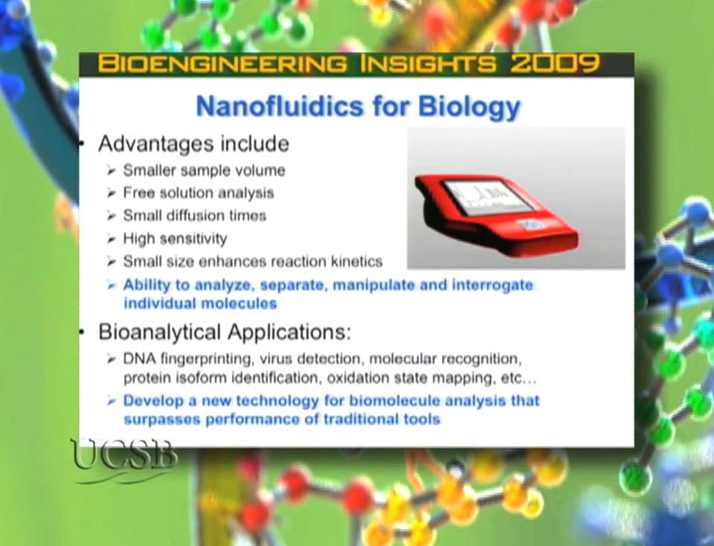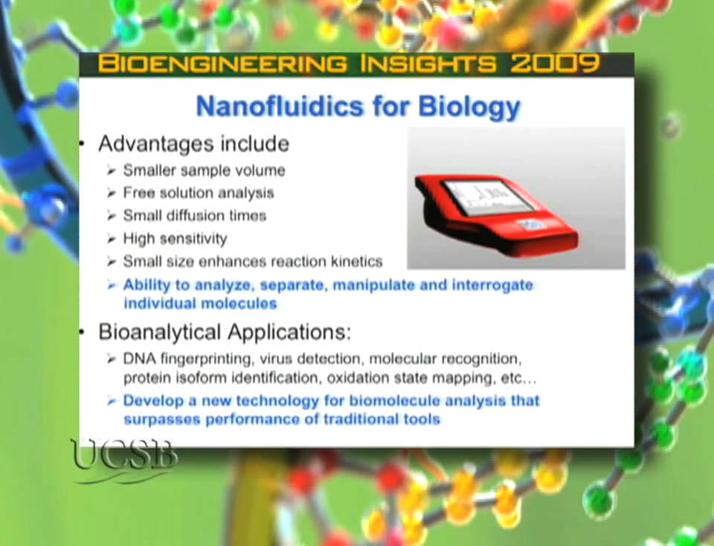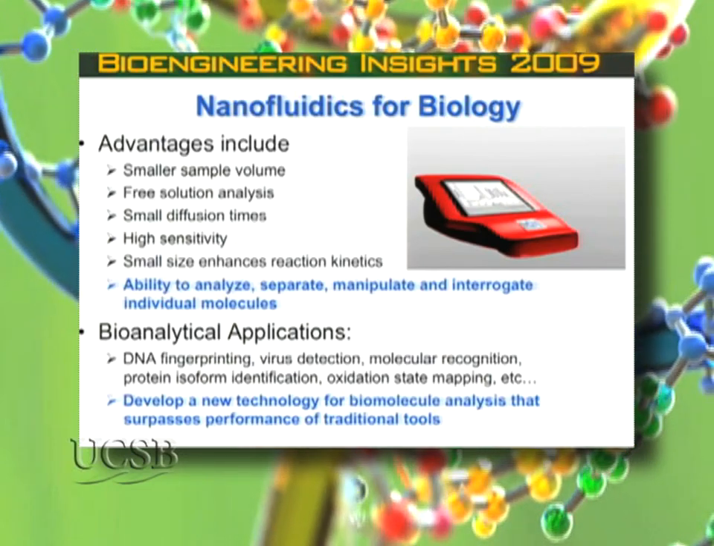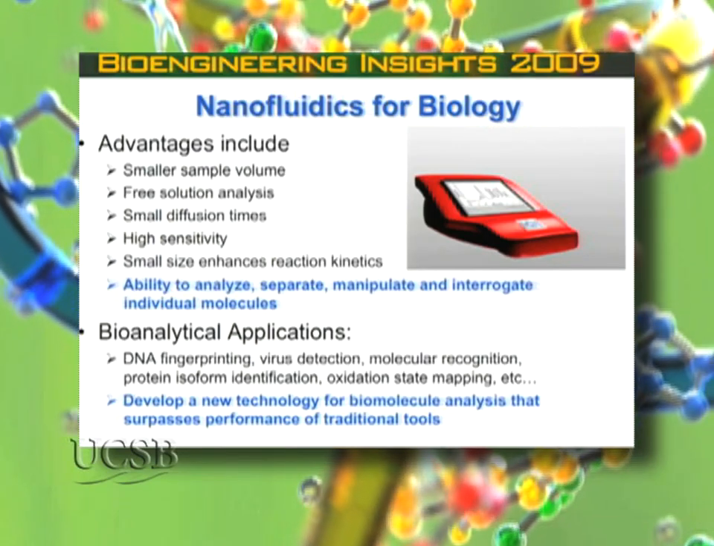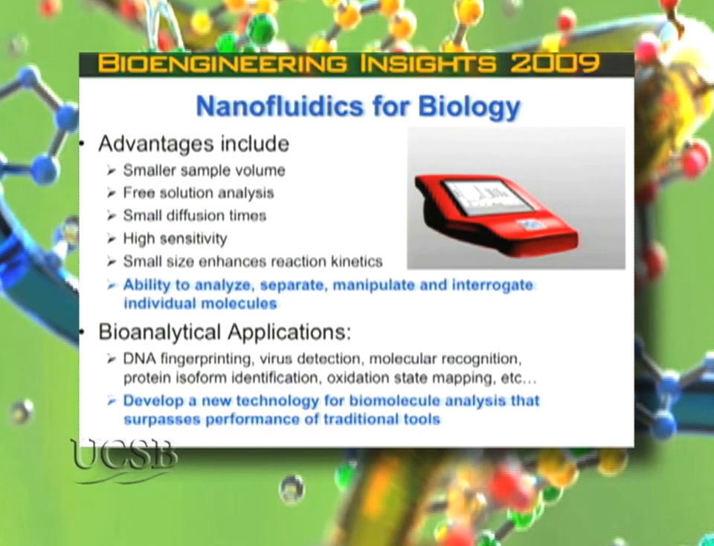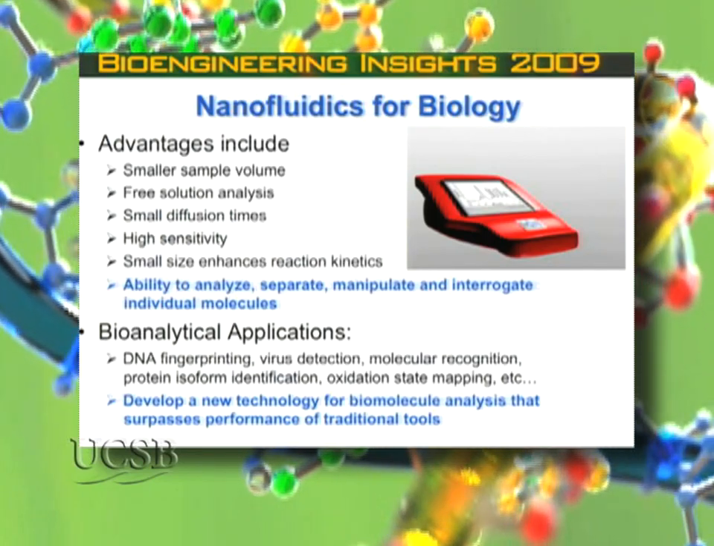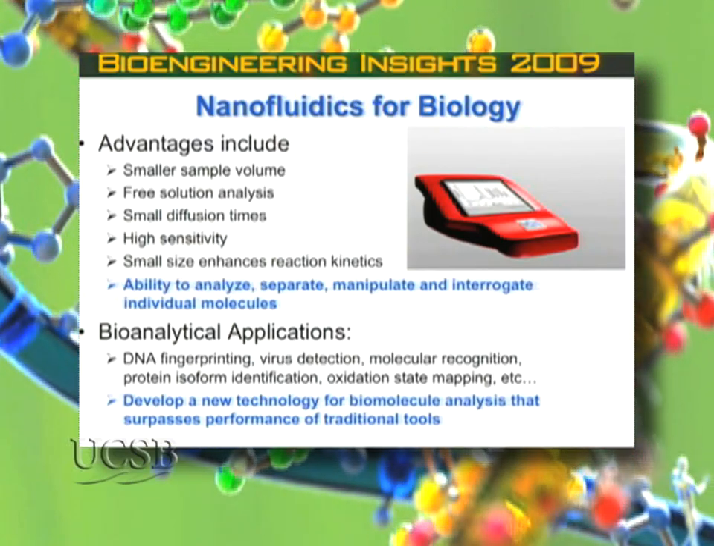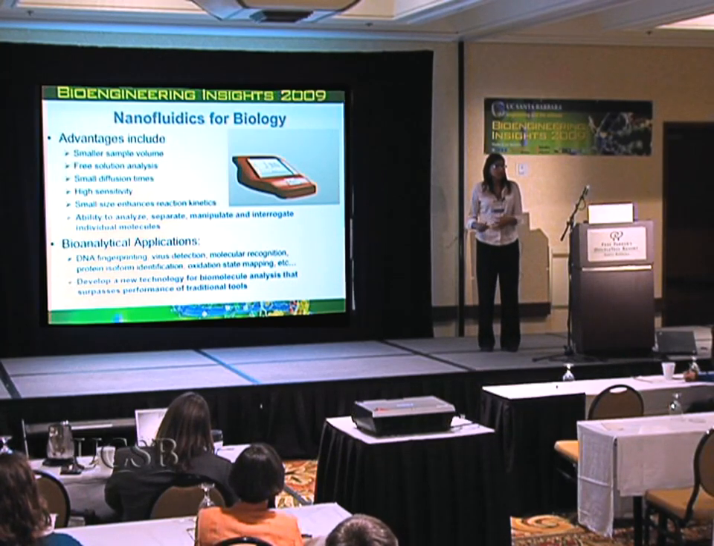But the big deal is that we can analyze, separate, manipulate, and interrogate individual molecules at the nanoscale instead of having an aggregate of molecules. And there's many bioanalytical applications to this, including DNA fingerprinting, virus detection, molecular recognition, different protein isoform identification, oxidation state mappings, and I'll talk about some of these during the talk. But the real overarching goal is that we want to develop a new technology for biomolecular analysis that surpasses performance of traditional tools. Not just faster, better, cheaper, but can also do things that no other tool can do.